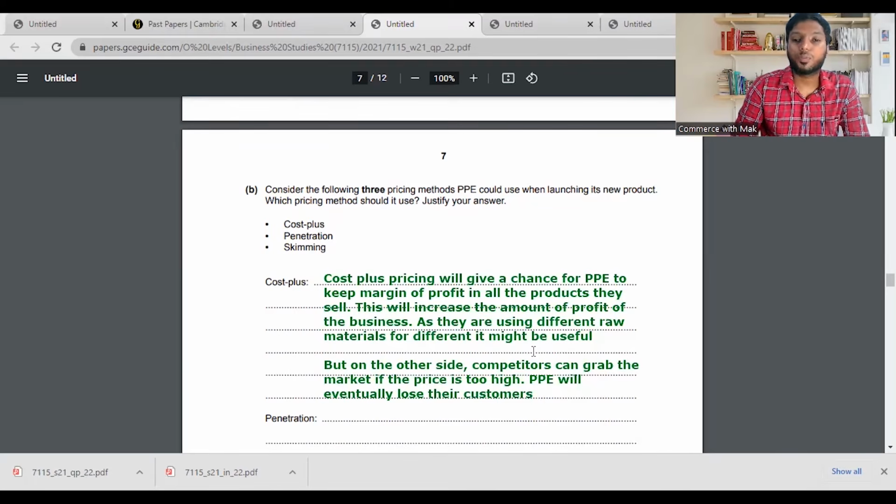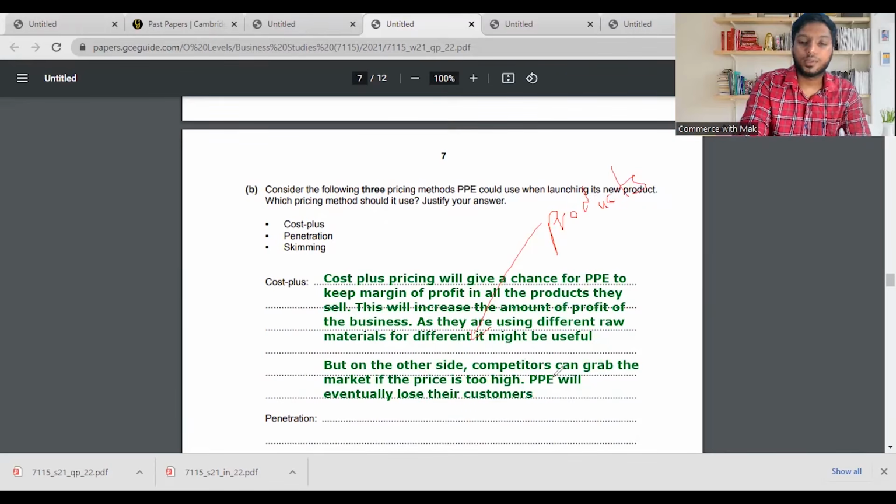This will increase the amount of profit of the business, as they are using different raw materials for different products. So here I forgot to write different products. You can write here, sorry, different products. This is why I read it. Sometimes when I write, I make mistakes. Always remember, when you write, you need to read it, then you will not make mistakes when you write in the exam paper. If you make a mistake, then of course you can change it.